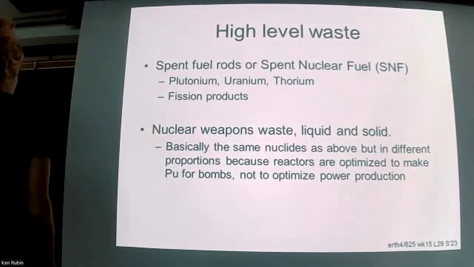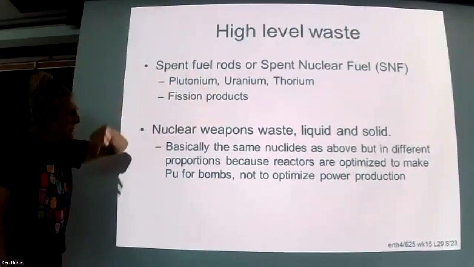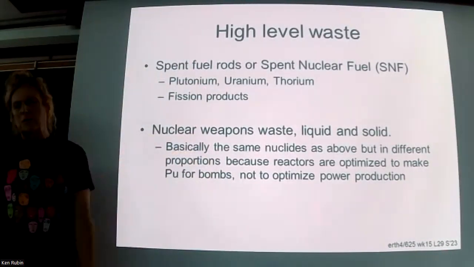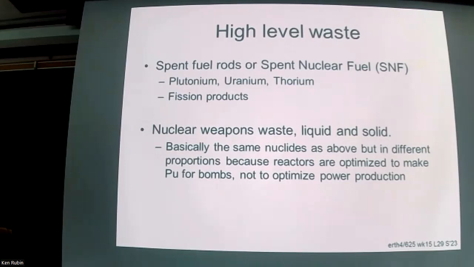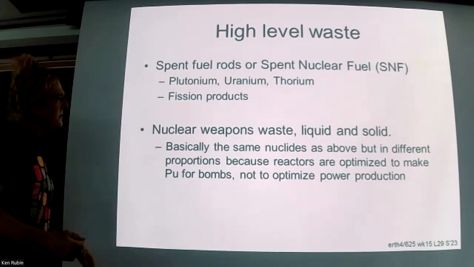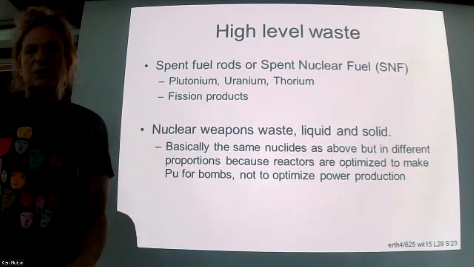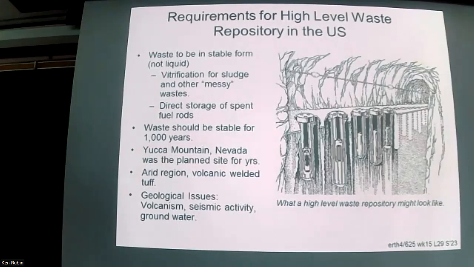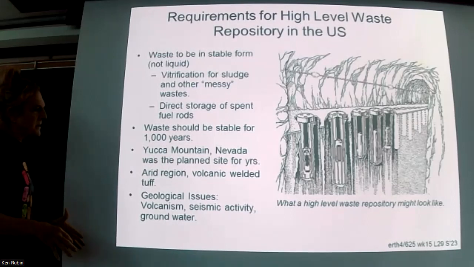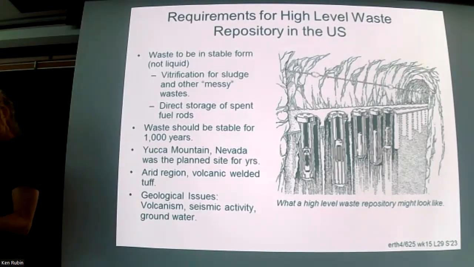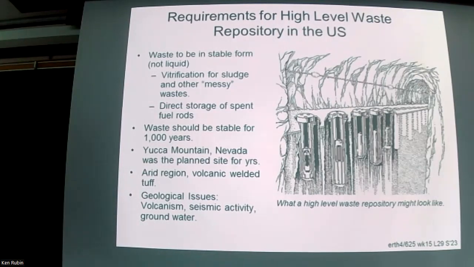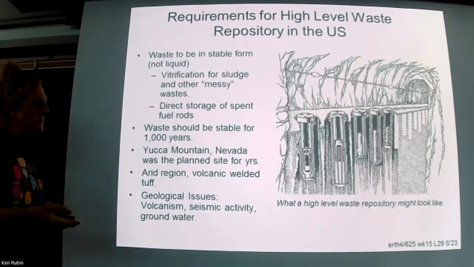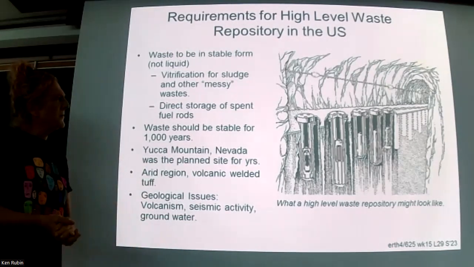So high-level waste is spent nuclear fuel rods, often abbreviated as SNF, and nuclear weapons waste, right? And so this is obviously military stuff. And it's the same nuclides, but in slightly different proportions. So in the US, since maybe about the late 80s, early 90s, there has been discussion about how we need a high-level waste repository. Remember, nuclear power came online in the US in the late 60s, early 70s, and we weren't really thinking about waste generation in the early days. And then by the mid-80s, people were like, we're going to have to put our nuclear fuel rods somewhere.